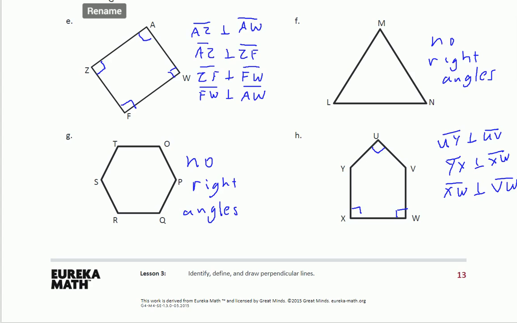Alrighty, how'd ya do? Well, F and G were easy because all we had to do was write down no right angles. And then on E, we had 4 different sets of perpendicular lines. And then on H, we have 3. Now, remember, there's only 3 because this angle here and here are not perpendicular. There's no perpendicular lines there. So let's go on to slide number 3.